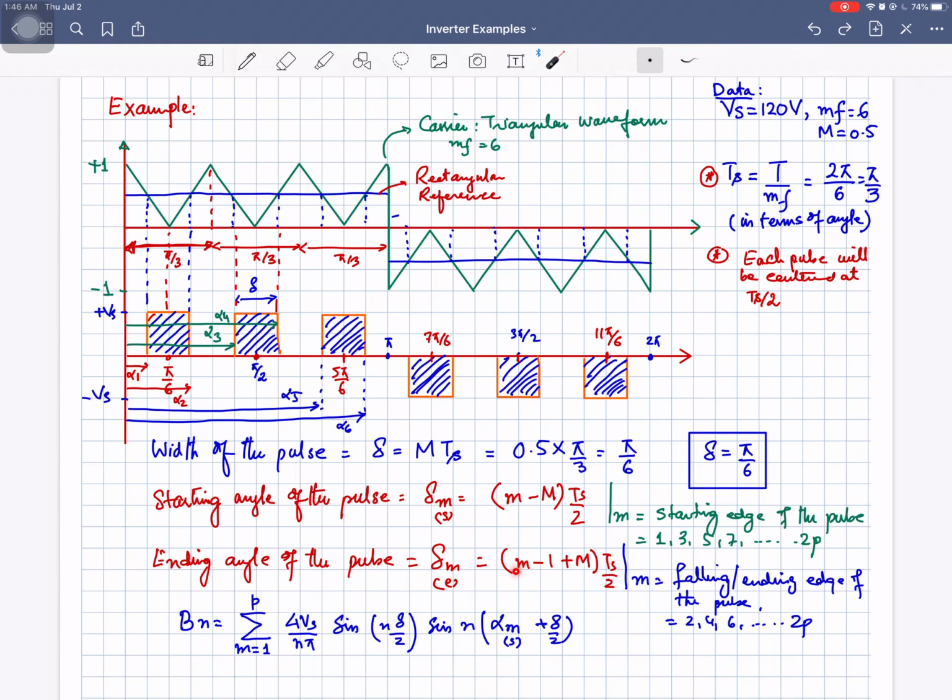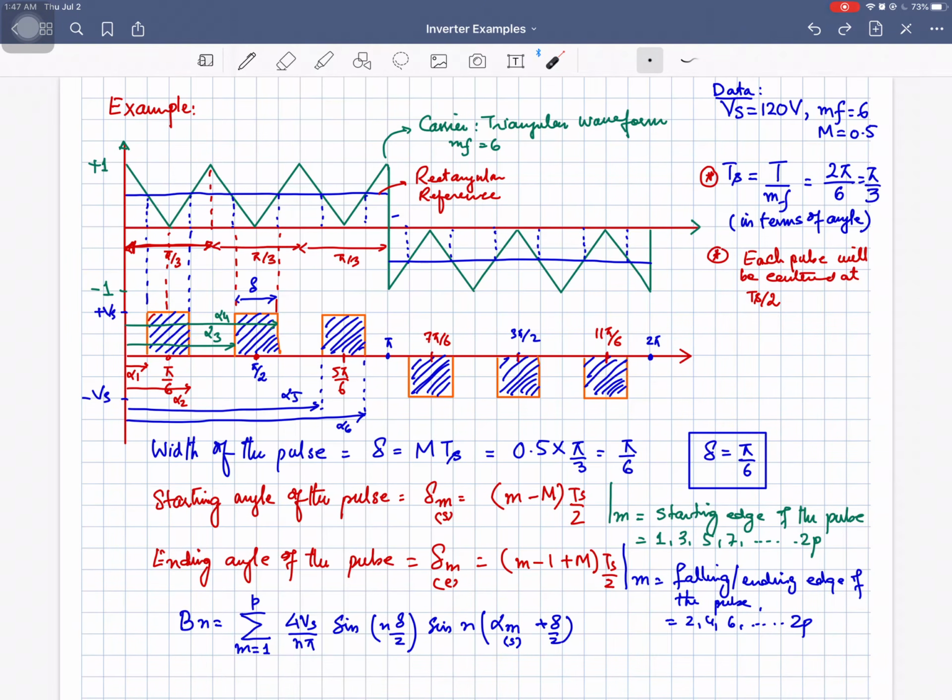That's an even number up to 2p, where p is the number of pulses per half cycle. So the ending angle can be calculated with the help of this expression, and the starting angle can be calculated with the help of this expression, where all of these M minus capital M times Ts by 2 are considered in terms of angle. Okay, and then the Fourier series representation can be obtained with the help of this expression that we have already derived in one of our previous videos.